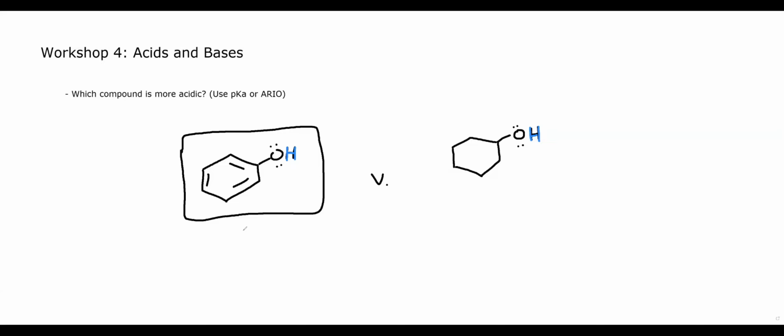Let's look at the pKa values just to be sure. Okay, the pKa of phenol is right around 10. And the pKa of cyclohexanol, just your regular old alcohol, is somewhere in the neighborhood of 16, 17. Remember, lower pKa is higher acidity, it's more acidic. So therefore, our pKa values agree that the phenol is more acidic than the cyclohexanol. Okay, so either way, you can use pKa or you can use ARIO, whichever way works for you.